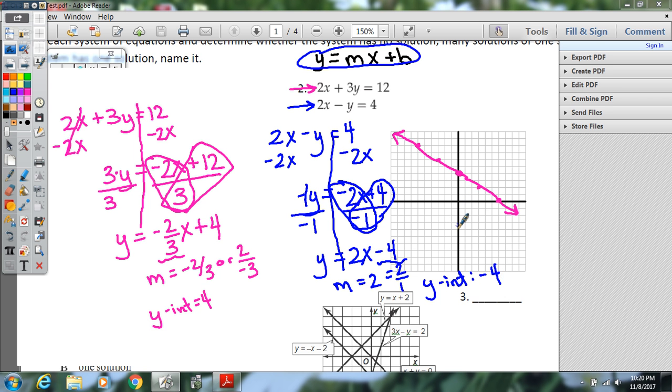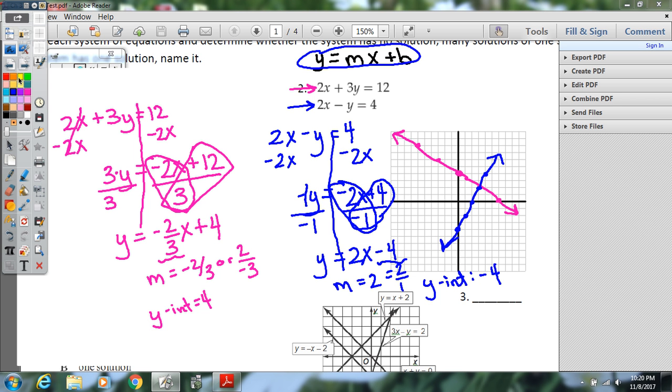So to graph this, we're going to go down to 4, make our dot, and then from that point we're going to move the slope. So we're going to go up 2 and over 1, rise 2 and run 1. And if I do it again, right there's that magic. Those points just overlapped, guys. So come in and make your straight line.